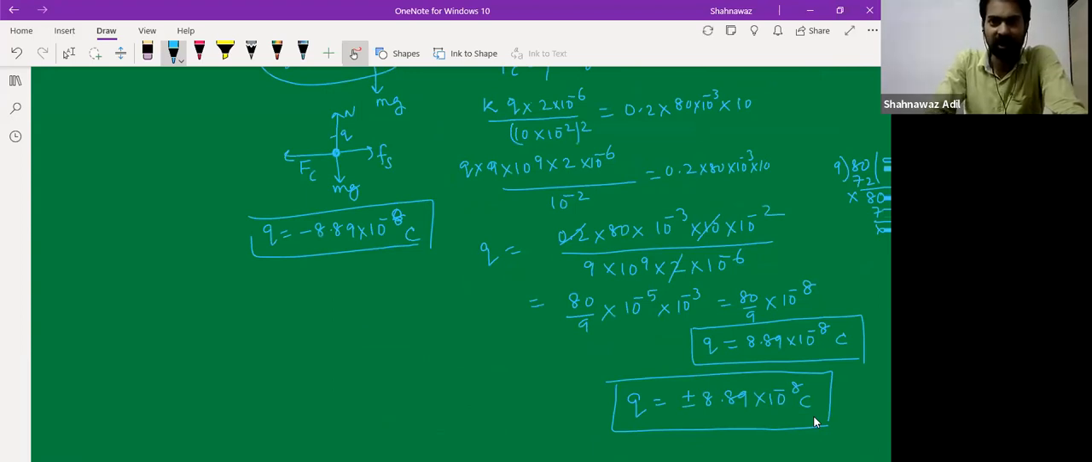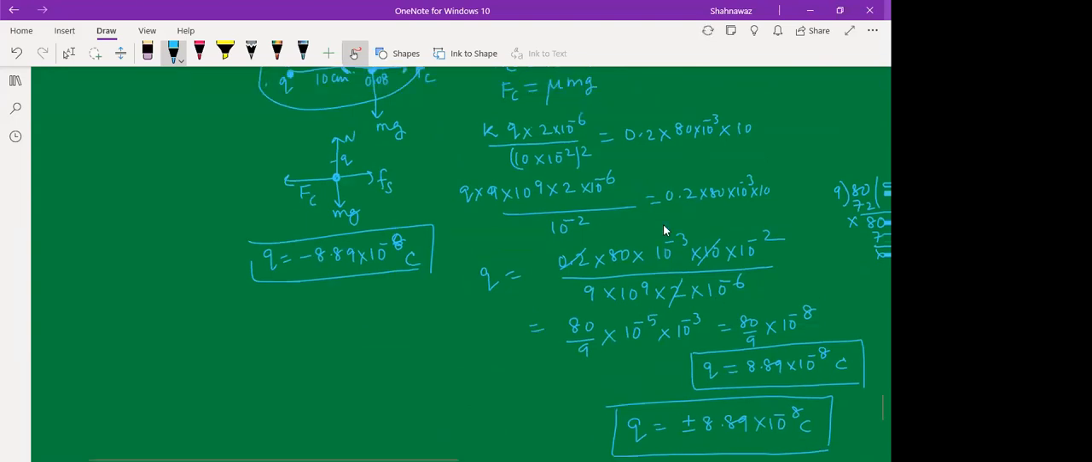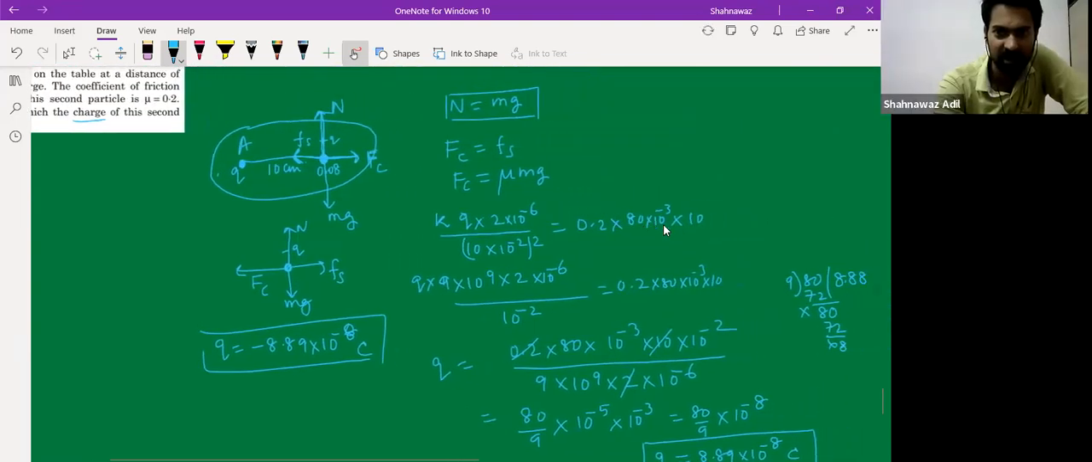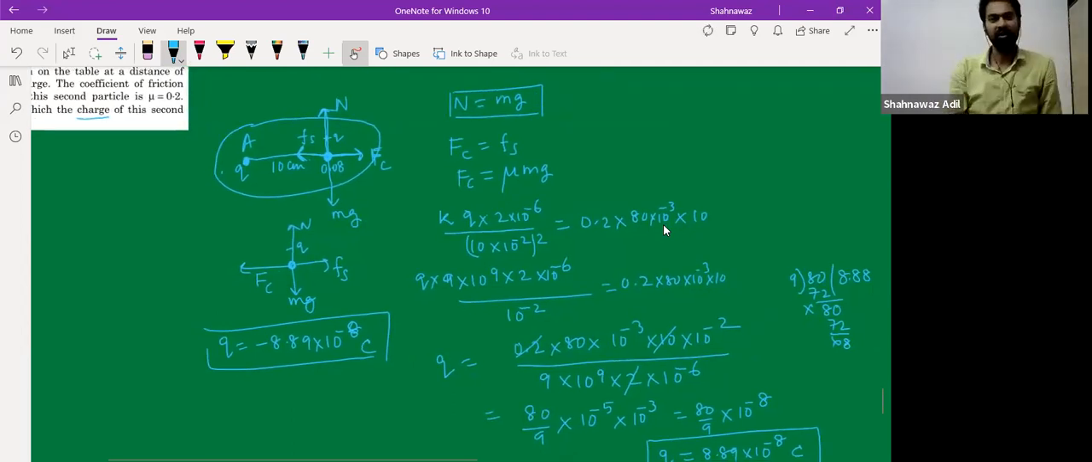Any doubt, guys? Shahid, Tarif, and Raisa. Any doubt? No, sir. Yes. Okay, so please note down this part, and then we will start the electric field.